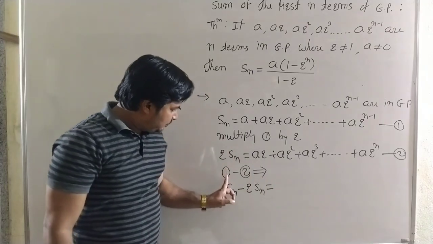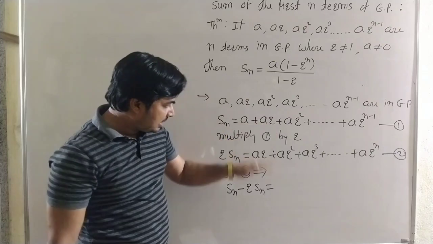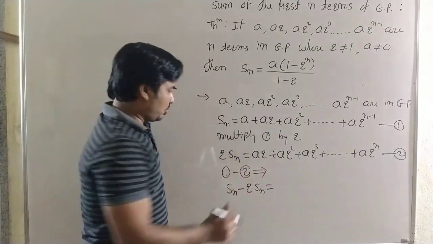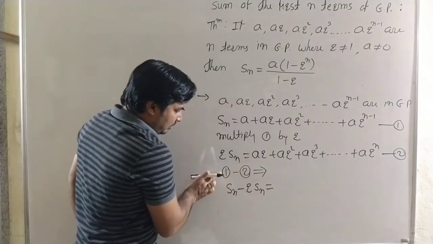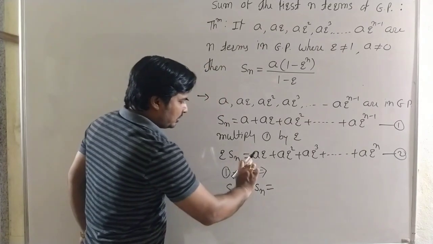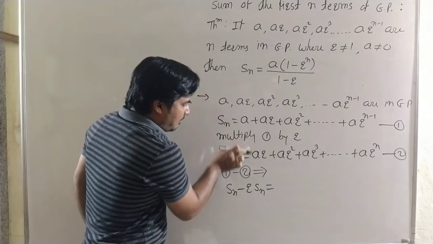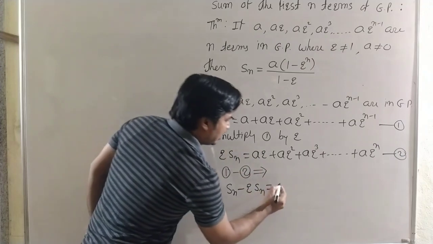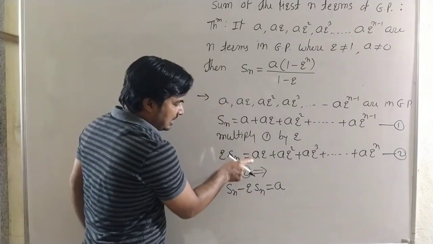Now here we take equation number 1 minus equation number 2. So all the terms are in minus, because we take equation number 1 minus equation number 2. So it is minus, minus, minus, all terms are minus. That means A minus, here not A, so you can write it as A minus 0, it is A. Now AR and this minus AR get cancelled.